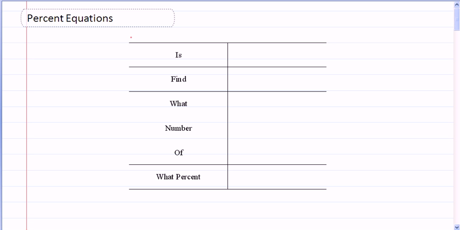In this lesson, you will learn how to solve percent equations. The easiest way to solve percent equations is to substitute each of these words with a symbol. When you see the word "is," it means equals. "Find" means x equals. "What" and "number" both mean x. "Of" means multiply. And "what percent" means x over 100.